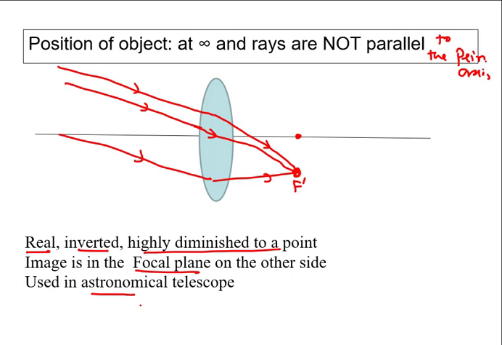This is used in an astronomical telescope. An astronomical telescope is used to see distant objects like stars and planets. So these rays will come parallel to this lens and will form a very small image over here in the focal plane. Then we will use another lens to increase the size of this image to observe the object.